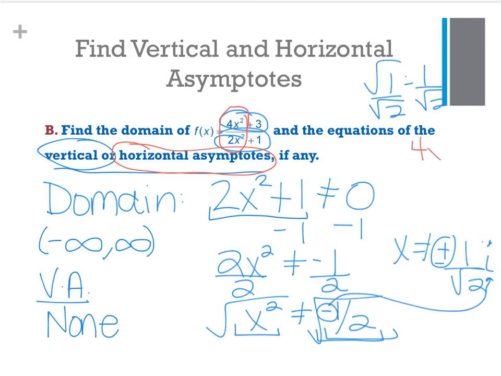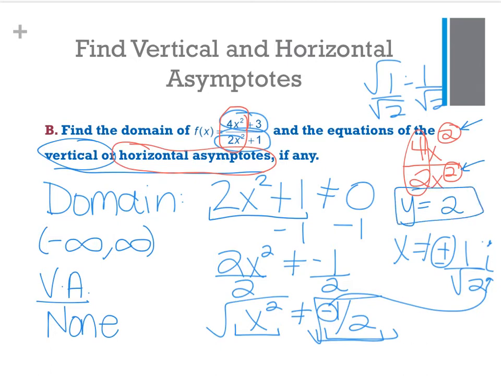So the highest degreed term, the term with the highest exponent in the numerator, is 4x squared, and in the denominator that would be 2x squared. And since our exponents are equal, the only time we need to divide the two coefficients is when the degree of the numerator and the degree of the denominator are equal. So here I get 4 divided by 2, which is equal to 2. So we have a horizontal asymptote right here at y equals 2.